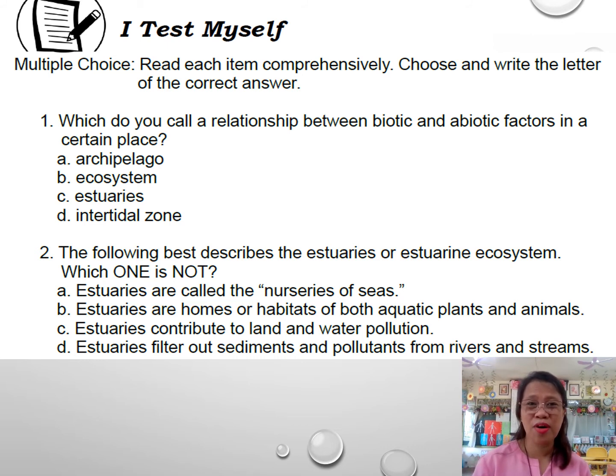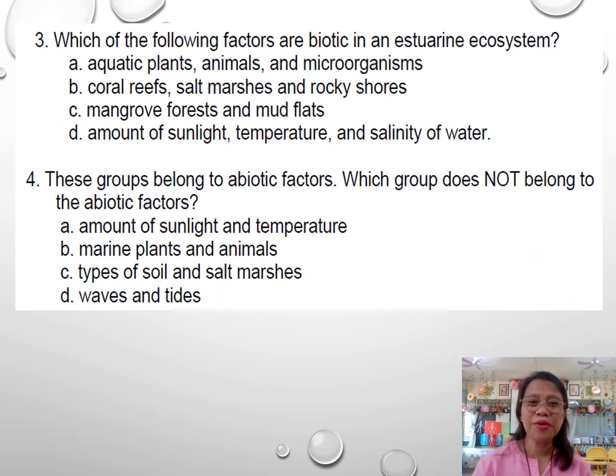Again, you can pause for a moment so that you can read and choose. Number 3. Which of the following factors are biotic in an estuarine ecosystem? Biotic meaning living things. Letter, no, I will not read it anymore. A, B, C, or D.